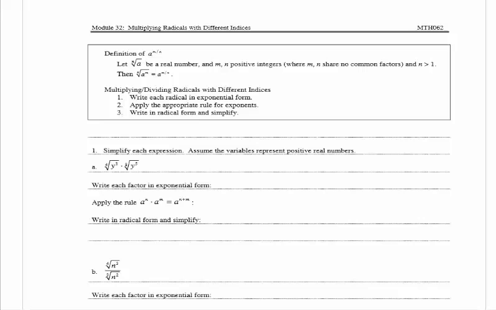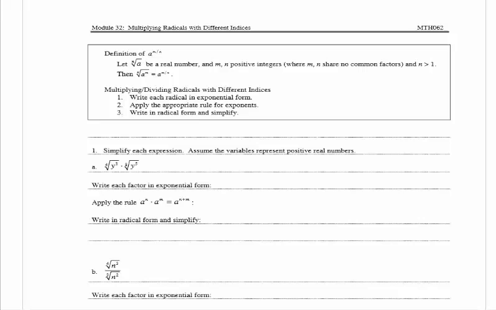Multiplying and dividing radicals with different indices. 1. Write each radical in exponential form. 2. Apply the appropriate rule for exponents. And 3. Write in radical form and simplify. Number 1 says simplify each expression. Assume the variables represent positive real numbers.